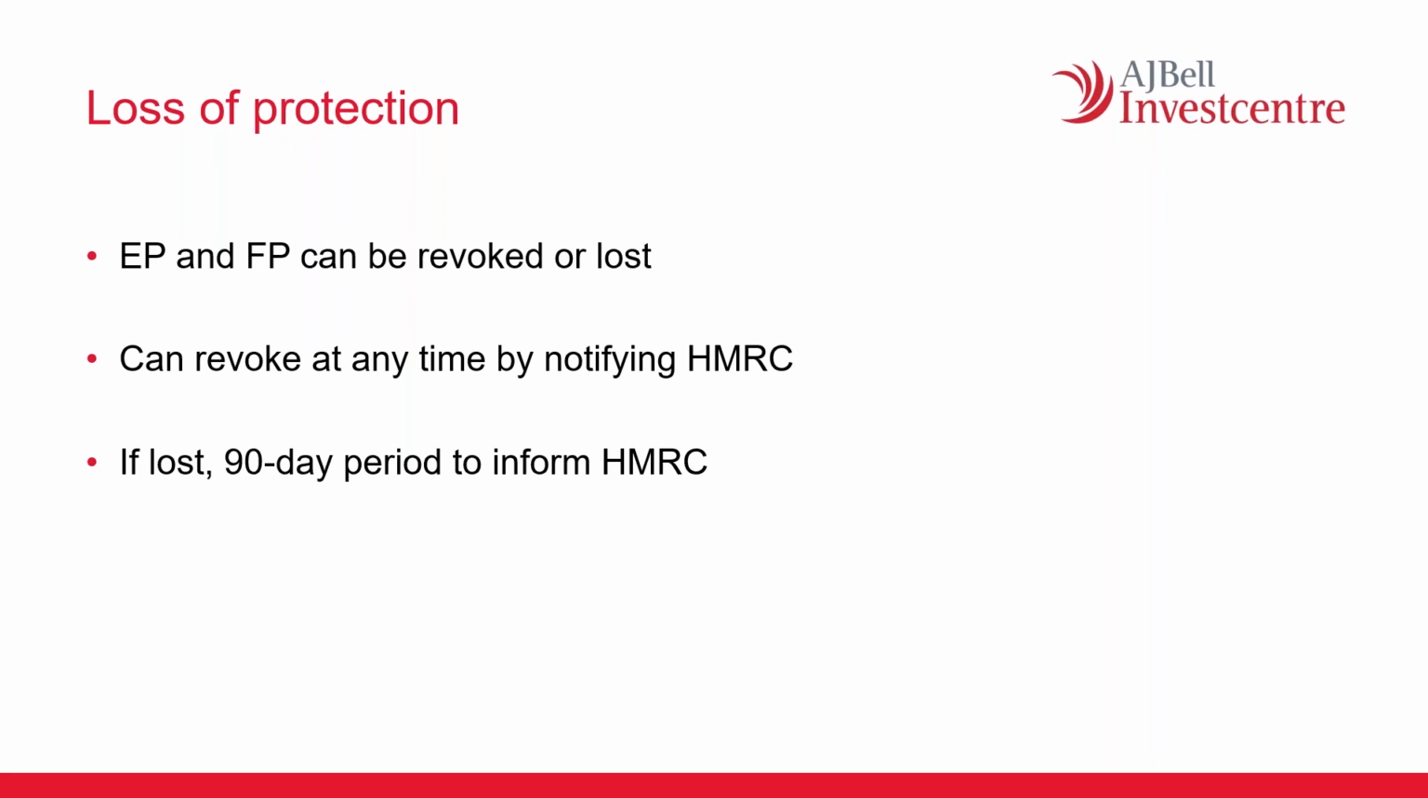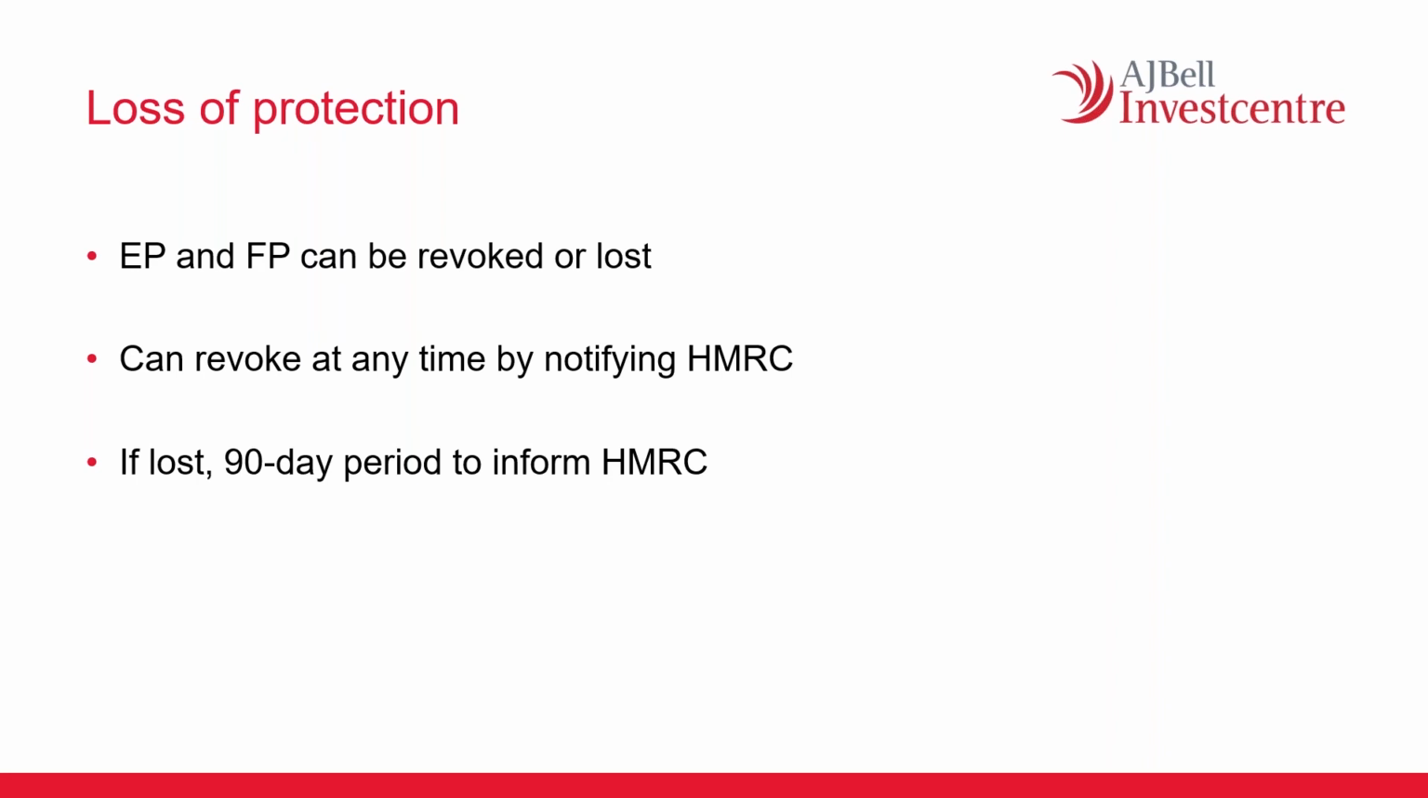If it is lost, then there is a 90-day period in which to inform HMRC of this. And the rules of this are slightly different. In relation to enhanced protection or fixed protection 2012, it is just a straight 90 days from the date the protection is lost, so it would be the date of the contribution. For the later versions, so FP 14 and 16, it's a bit more lenient in the rules, in that you have to tell HMRC within 90 days of the day on which they could first reasonably be expected to have known they'd lost their protection.